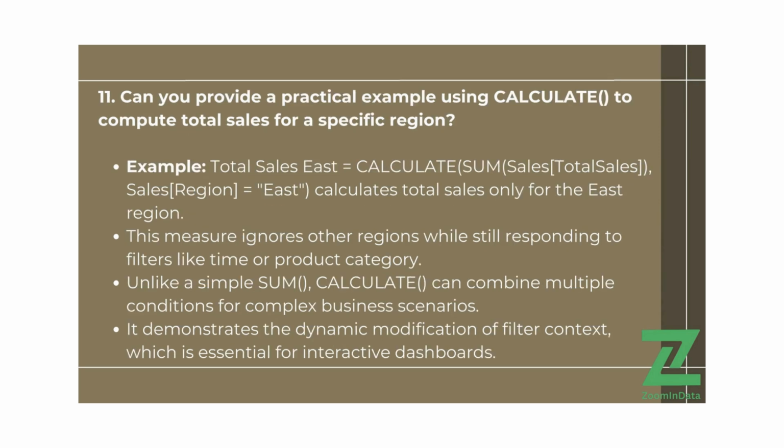11th question. Can you provide a practical example using CALCULATE to compute total sales for a specific region? For example, consider a measure like Total Sales East equals CALCULATE of the SUM of Total Sales, with Region set to East. This calculation returns the total sales only for the East region.